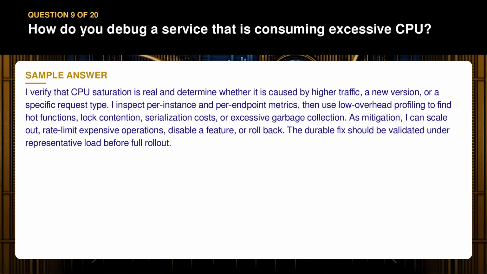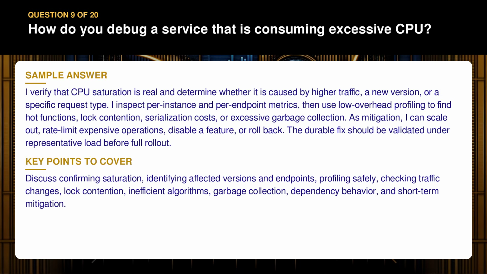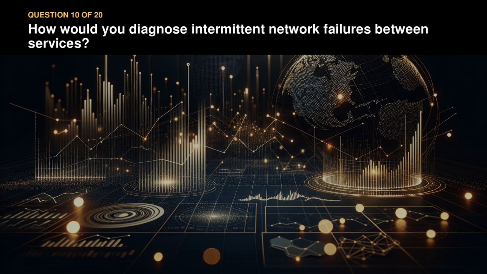As mitigation, I can scale out, rate limit expensive operations, disable a feature, or roll back. The durable fix should be validated under representative load before full rollout. Discuss confirming saturation, identifying affected versions and endpoints, profiling safely, checking traffic changes, lock contention, inefficient algorithms, garbage collection, dependency behavior, and short-term mitigation.